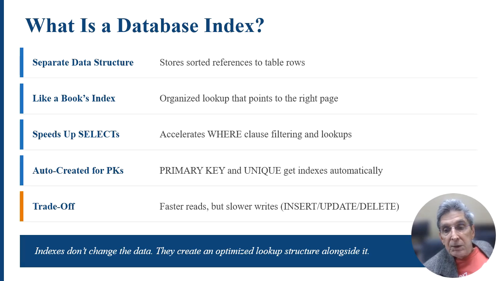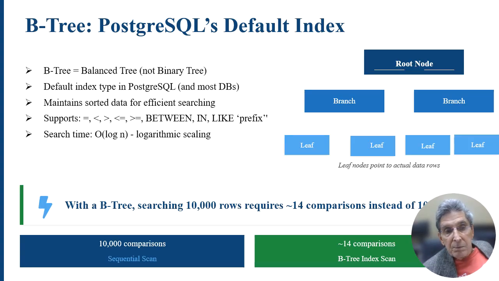The bottom line, indexes do not change the data. They create an optimized lookup structure alongside the table. Now let's look at the specific index structure that Postgres uses most often, and by default, if not otherwise specified. It's called the B-tree. Let's make an important clarification. B-tree stands for balanced tree, not binary tree. This is a common misconception. When you see B-tree, you say, in computers, it's probably binary. No, this is a balanced tree, and it's been well studied and well developed, and that's why Postgres uses it.